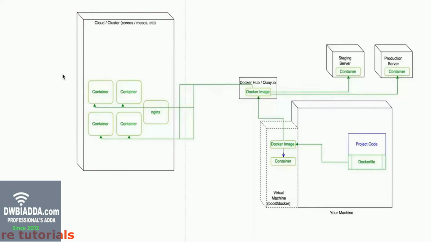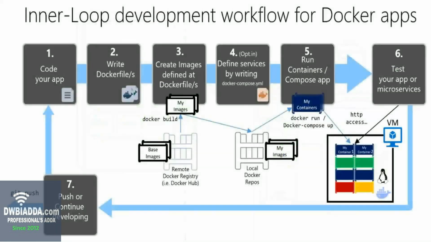So talking about the inner loop development workflow of Docker apps, the first step is we code our app and we write the Dockerfiles. On the third step, we define the Docker images. Docker images are simply the applications stored in the Docker containers, and these images can be stored on a remote Docker registry. The fourth step is to define services by writing a docker-compose.yml file, and through this file, the Docker containers are run. After we compose these files, the Docker container runs and it moves to the testing environment.